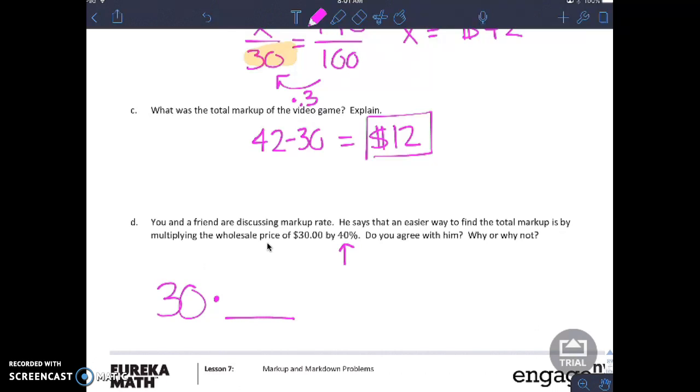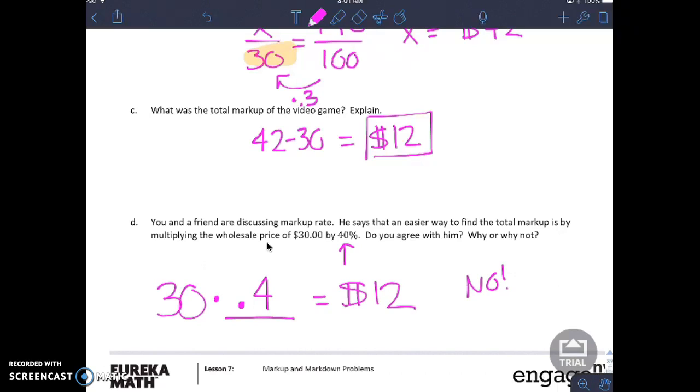All right, so 40% as a decimal is 0.4. So 30 times 0.4 is going to be 12. Oops, I guess I correct $12. If I'm going to be writing 11 by accident, I'll turn it into a dollar sign. $12. So no, this is not correct. This finds the markup, that finds the increase, but it doesn't find the total price.